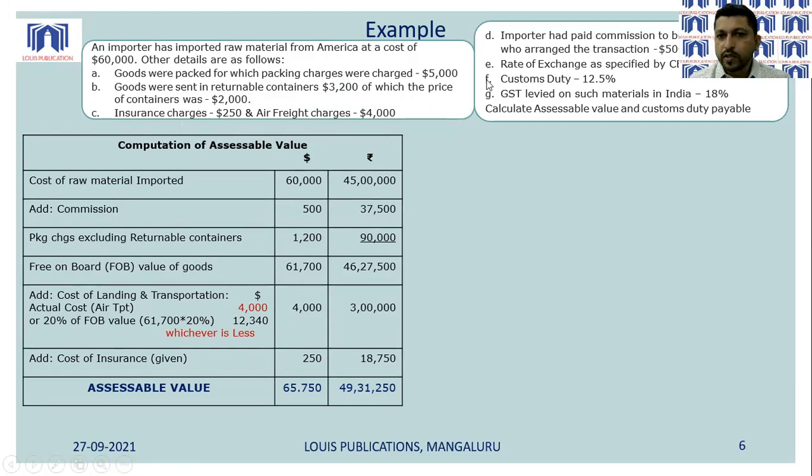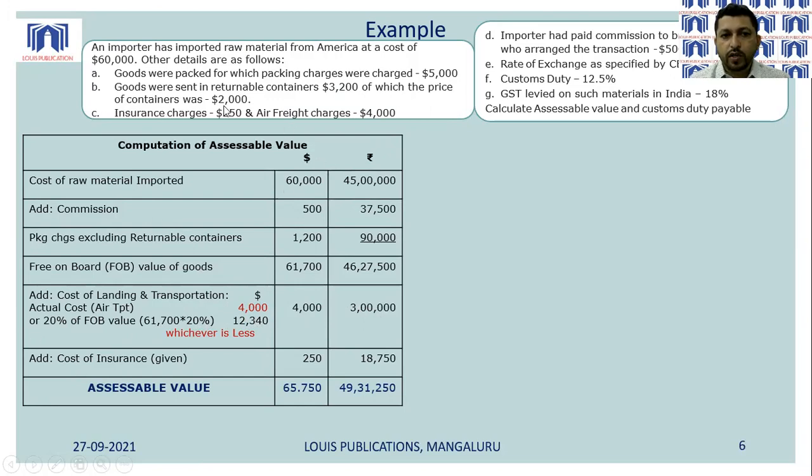Then we have insurance charges, air freight charges, and the rate of exchange. So free on board value in dollars is 61,700. In rupees, it is 46,27,500. Then we have air freight charges given as $4,000. Since the landing and transportation cost is through air, either we take $4,000 or we take 20% of FOB value. 61,700 is the FOB value, into 20% works out to 12,340. Among the two, whichever is less. So $4,000 is less. So I record 4,000 here. Multiplied by 75 in Indian rupees, it will be 3 lakh. So 3 lakh is the cost of landing and transportation.